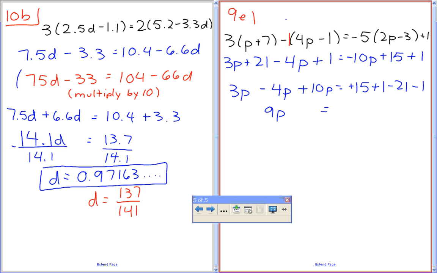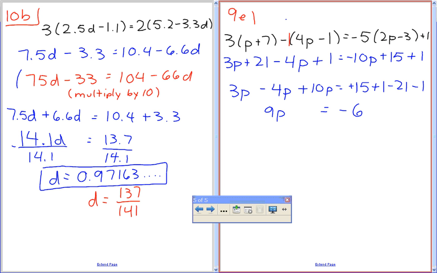No, this is negative 1. 3p minus 4p is negative 1p. Put your 1 last, right? So negative 1p plus 10 is going to be 9, because 3 minus 4 is less than 1. All right. 15 plus 1 is 16. Minus 21 is negative 5. Minus 1 is negative 6. Someone please confirm that for me?